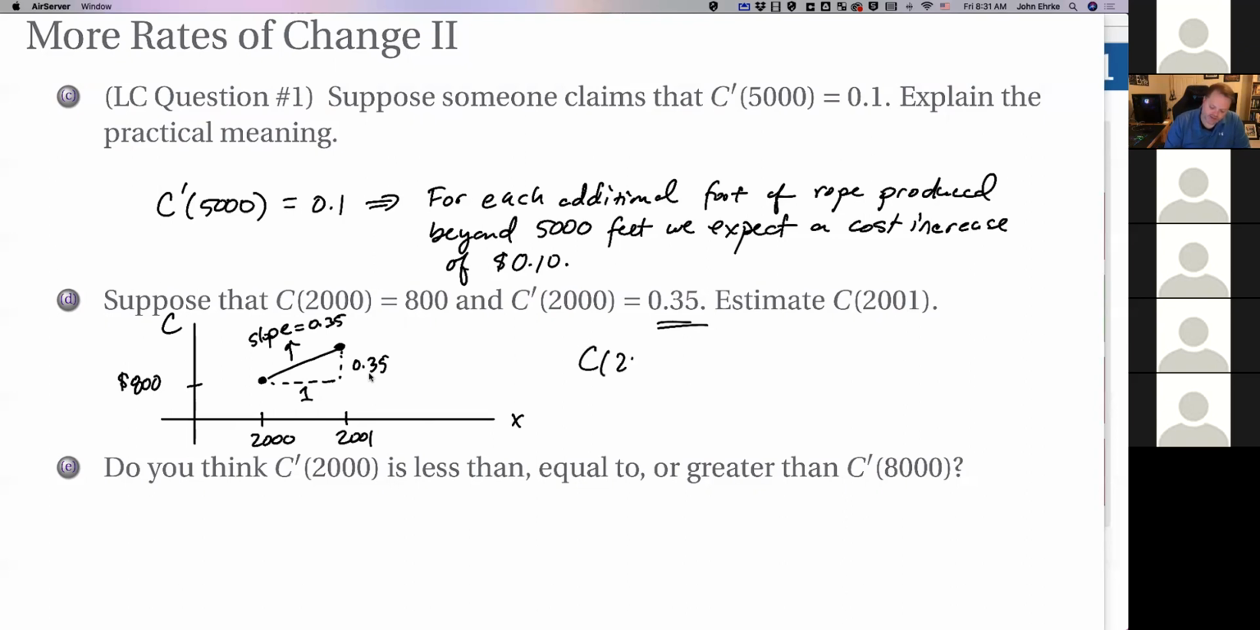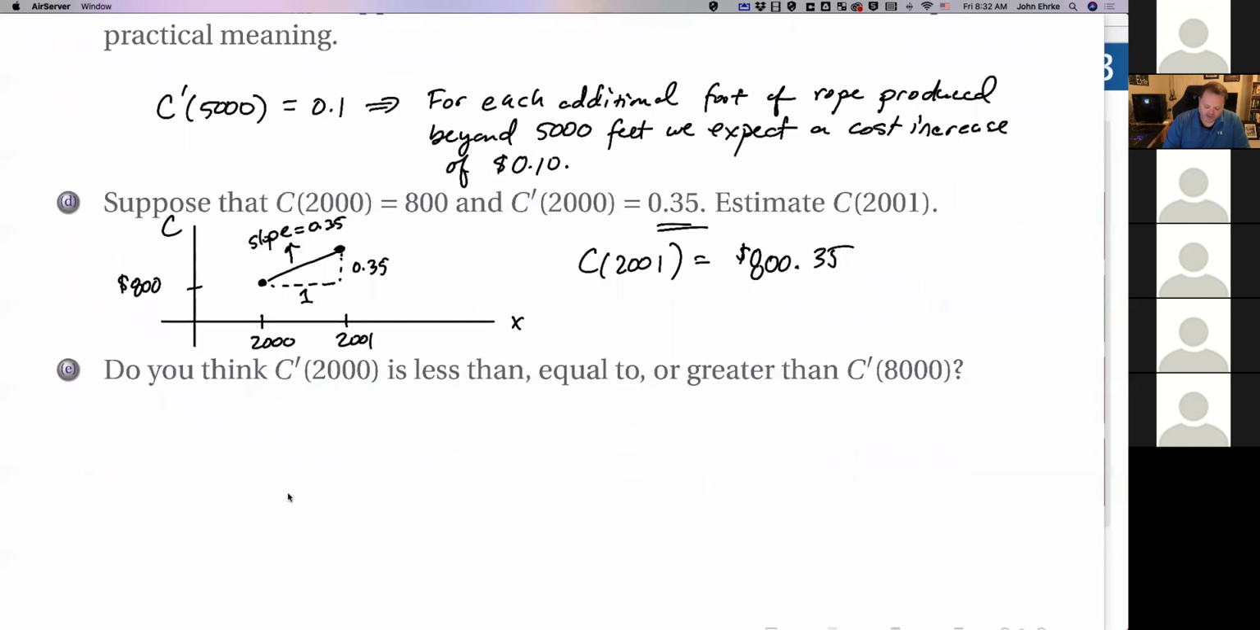So we would estimate that C of 2001 is $800.35. Slightly more for one. At that point, you're growing at a rate of 35 cents per additional foot. Up here, you were growing at a rate of 10 cents per additional foot. So the rate of cost increase has gone down. It's becoming cheaper to produce extra feet of rope, the more feet of rope that you've produced.